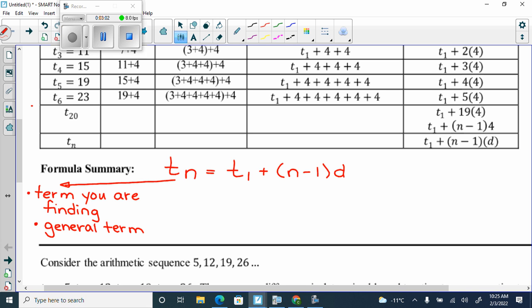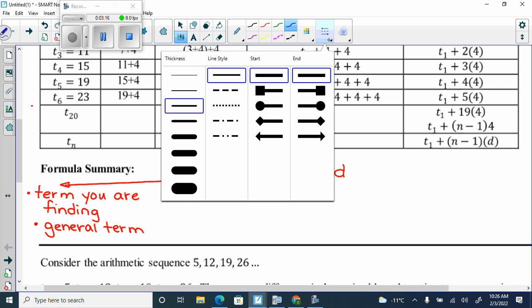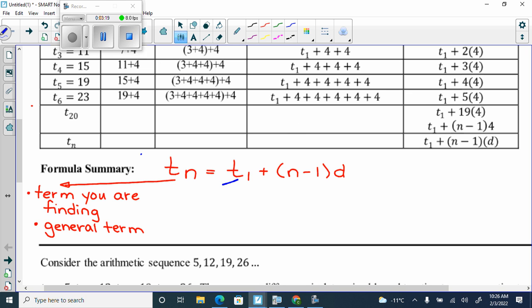The next one is T1. What do you think T1 would stand for? Term 1. Yeah. So in every formula, when you see a T1, that's just term 1. N stands for the number of terms. So if we were finding term 5, I put a 5 in there. If we were finding term 10, I put a 10 in there. If we were finding term 100, I put 100 in there. Right? It's the number of terms you're looking at.